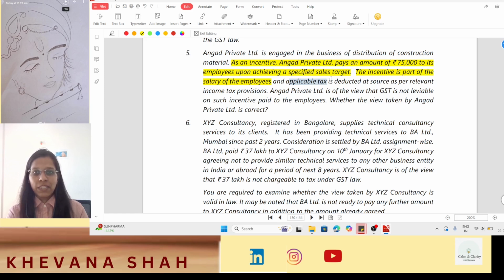Now the applicable tax is deducted at source as per relevant income tax provisions, okay. Angat Private Limited is of the view that GST is not leviable on such incentive. Whether the view is correct or not.